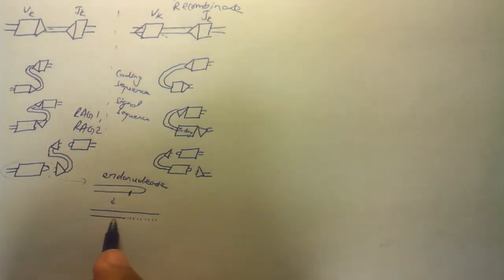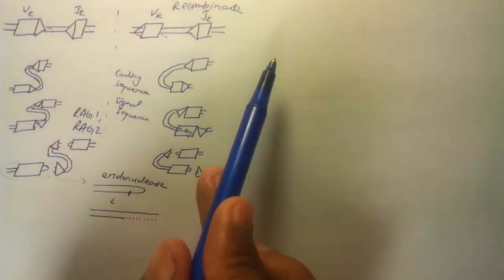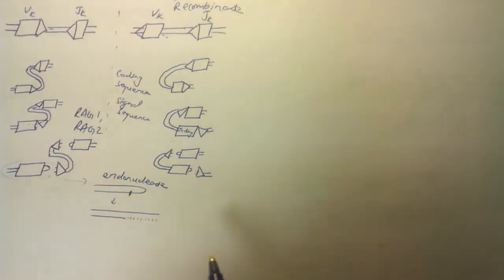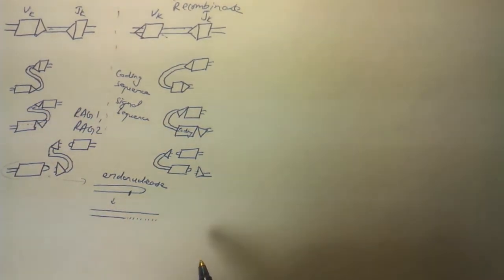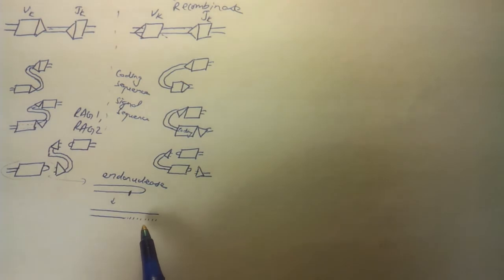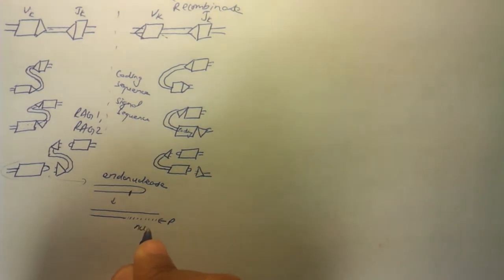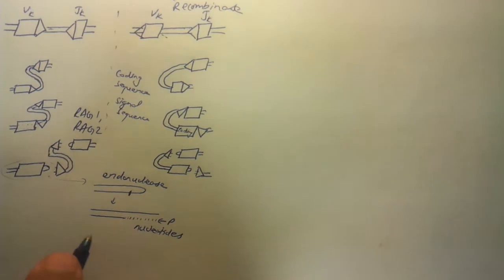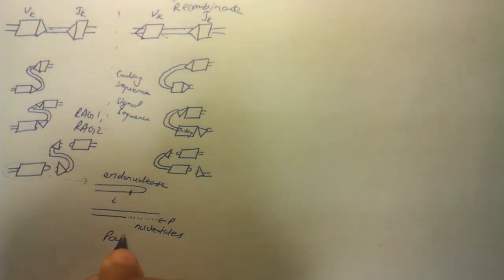And the enzymes are added, and you can see also that this step adds diversity to the variable region. This whole thing we're talking about is the variable region, and these additions add diversity to the amino acids coded by the variable region. And these nucleotides that are added are called P nucleotides, and they are called P because they are palindromic, and palindromic because they read the same on both sides.